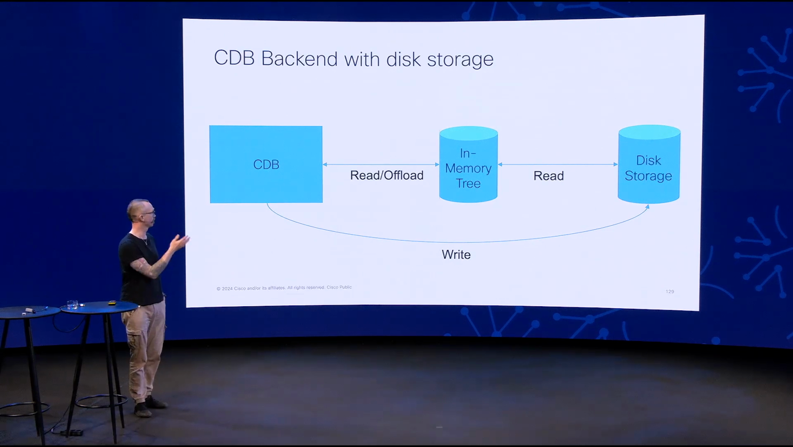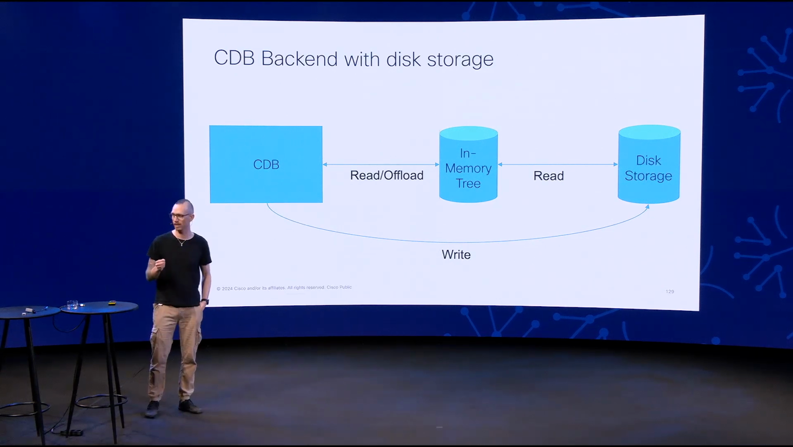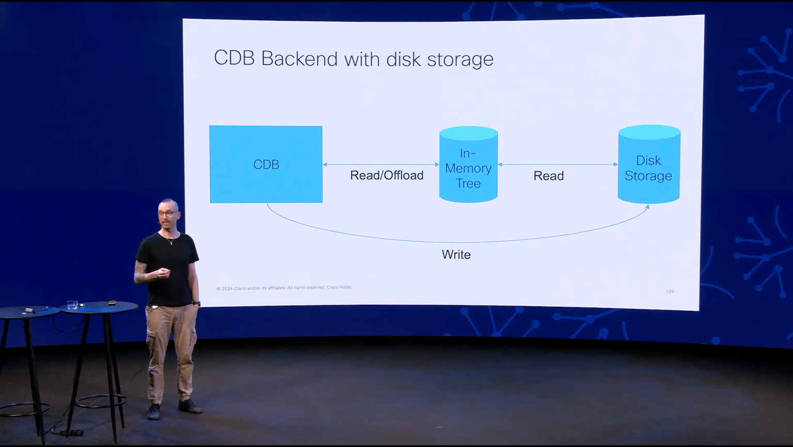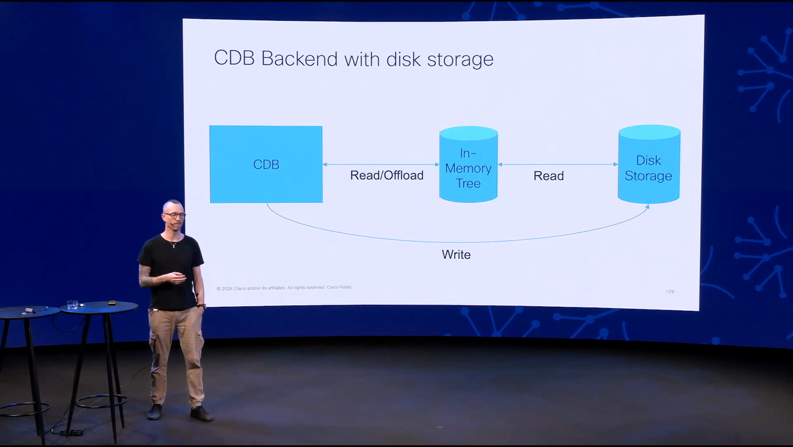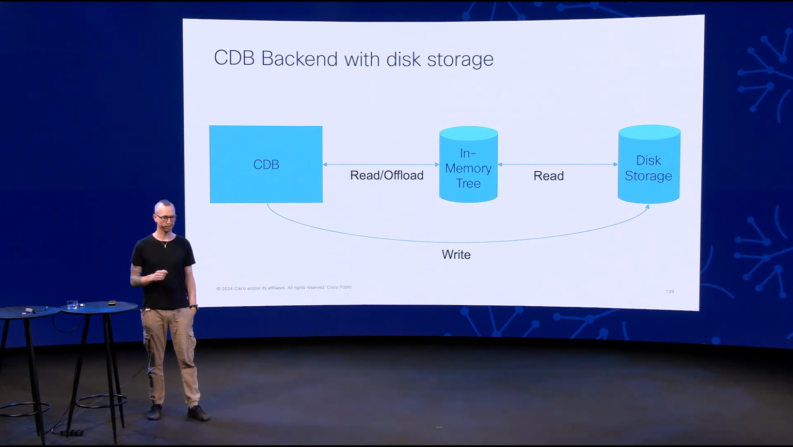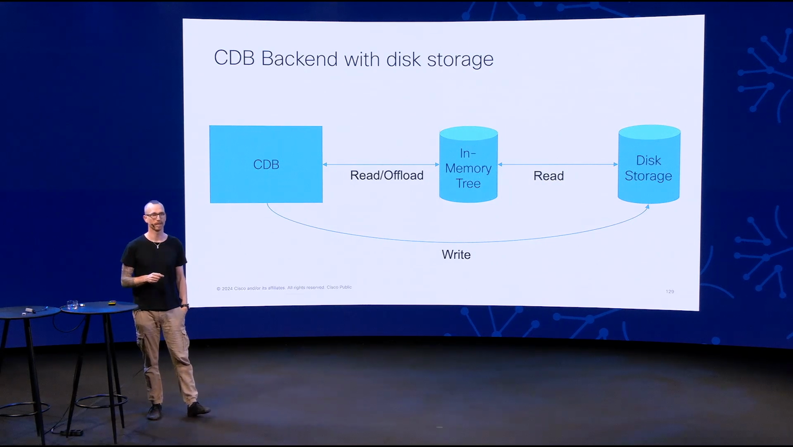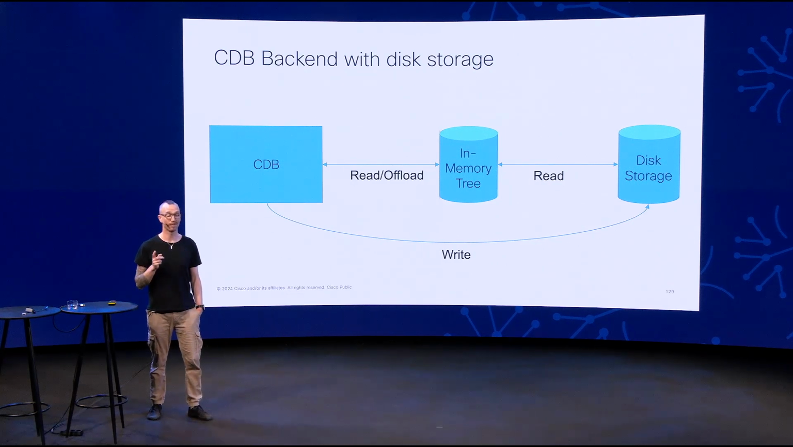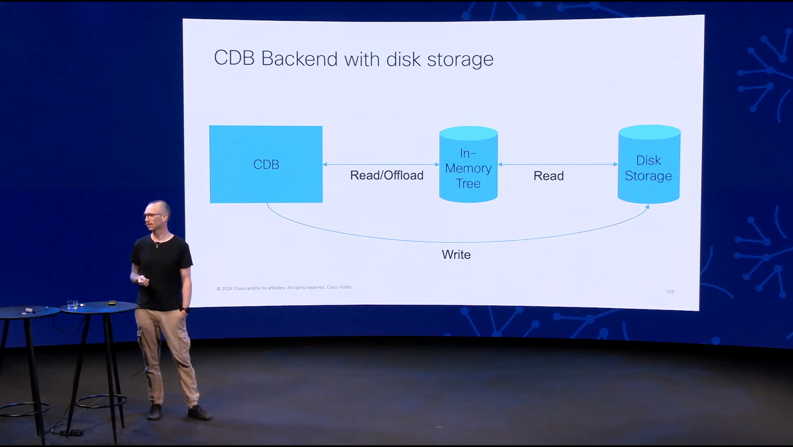We have CDB, we have the in-memory tree where we read data. We can also instruct the in-memory tree to drop data because we need to free up resources. In addition, the in-memory tree is now aware of the disk storage below it, so when it doesn't find something, it'll request it and load it back in. Previously, CDB would have been writing to the write-ahead log or the journal file. It does not do that anymore. It writes to the disk storage directly.